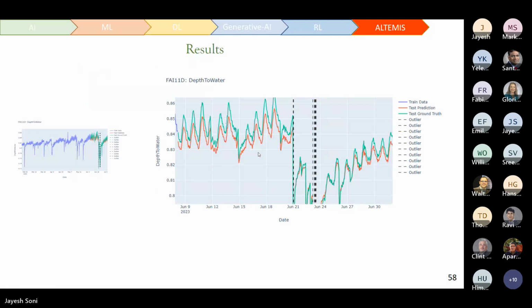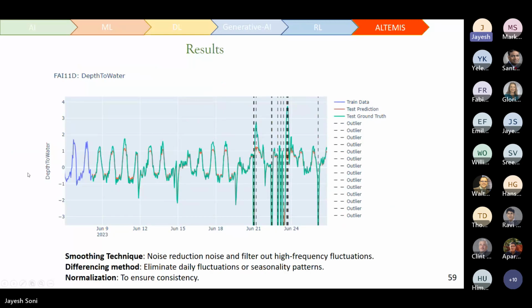So we further did some processing. We did a smoothing technique where we can reduce some noise and filter out some high frequency fluctuation. So we applied some exponential weighted smoothing. The next step we did is the differencing, where we eliminated all the daily fluctuation or some seasonality patterns. And then finally, we normalized the data to ensure that there's consistency in the data.